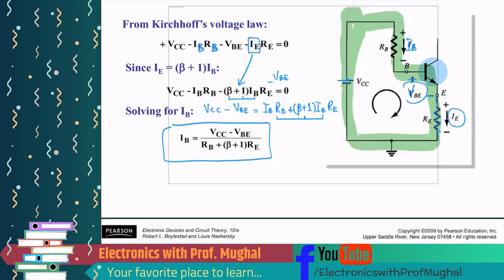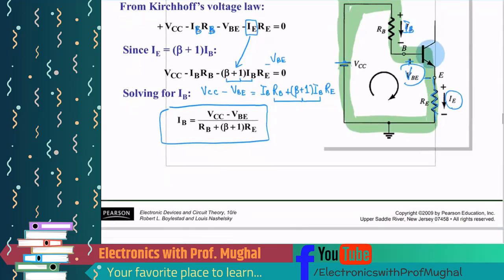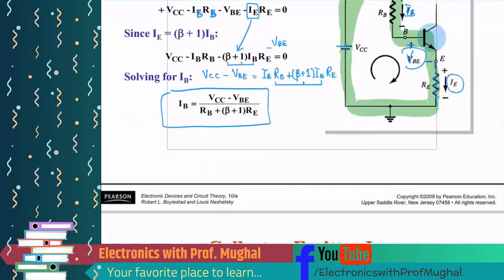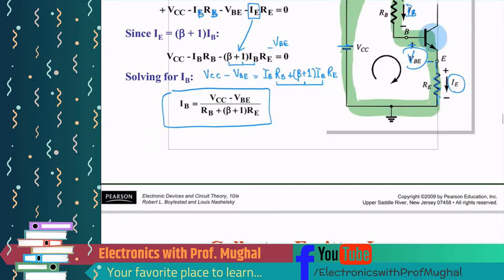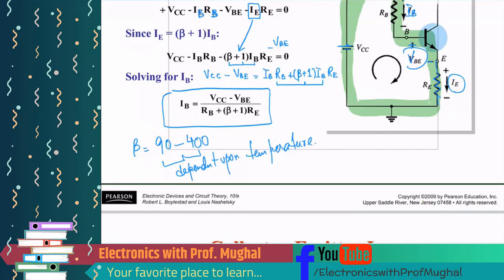If you remember, in the previous configuration we didn't have this term over here. But now in this configuration, which is the emitter bias configuration, we have beta plus 1 times RE. I want you to think of beta as an amplification factor, which is usually in the range from 90 to 400. This value is dependent upon temperature, and we want to make things temperature independent.